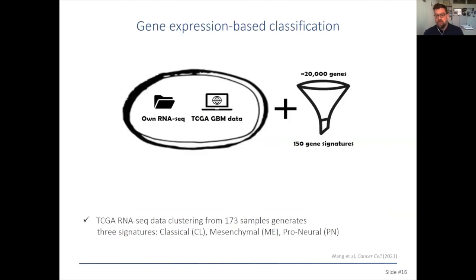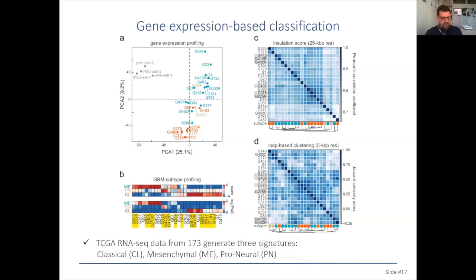Now, what one could do, and this has been done for other types of hematological cancers, is take the gene expression subtypes of these types of cancer. There are 3 well-known signatures for glioblastoma: the classical, the mesenchymal, and the proneural.